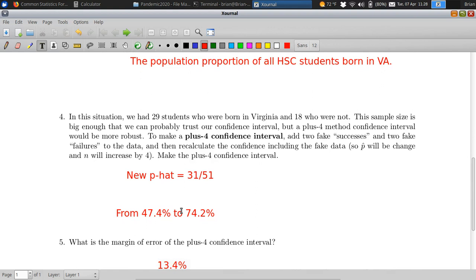Keep in mind that the +4 technique is something you can always do, but if your sample size is really, really big, like up in the thousands, it probably won't make any difference at all. It's really useful when you have small sample sizes. It makes these confidence intervals very robust, even with very small sample sizes. It's actually probably one of the most robust of all the statistical techniques that we're going to do.